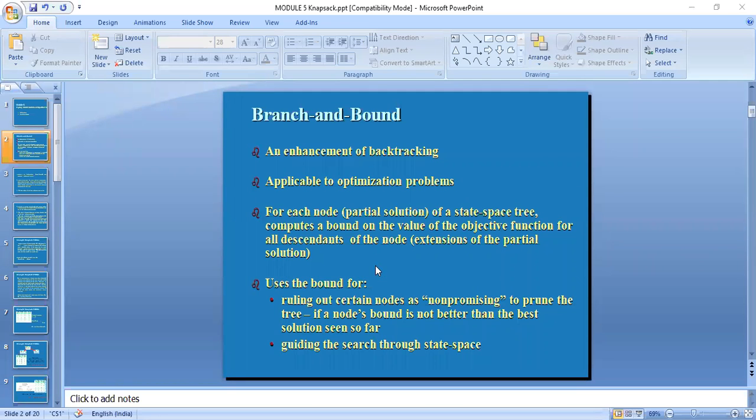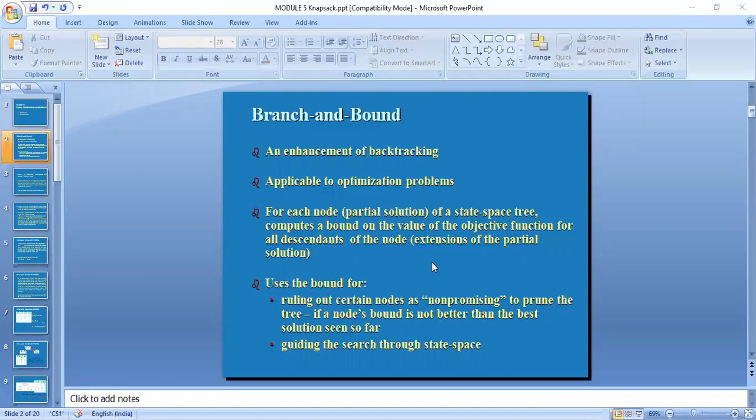It will be computing the bounded value. Now, when you are computing the bounded value, there will be a function used based on the objective function for all the descendants of the node. We are going to extend the partial solution. So here it will be using the bounded value for ruling out certain nodes as they are considered to be non-promising nodes. And if a node's bound is not better than the best solution, we will be considering it as non-promising here. And we will be guiding the search through the state space.